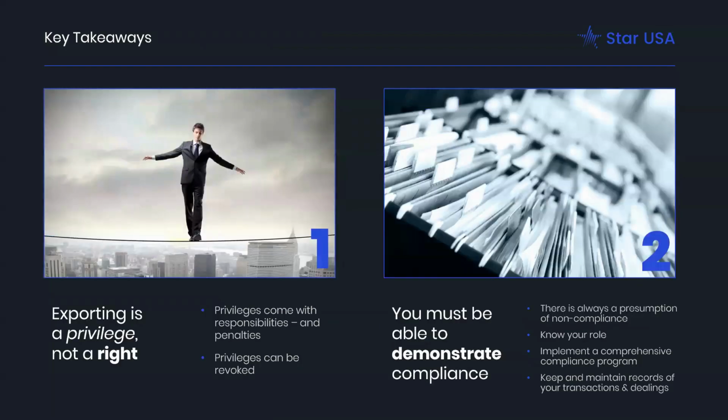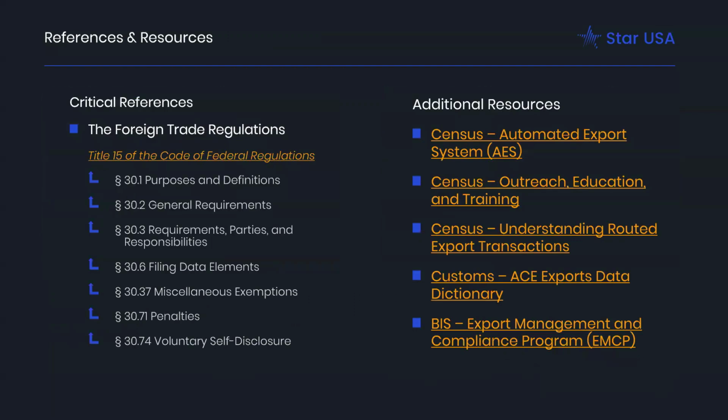Key takeaways: exporting is a privilege, not a right. You must be able to demonstrate compliance. Those are important standards to maintain within your business practices in order to mitigate and minimize your risk. References and resources. Title 15 of CFR is going to be the authoritative source for information on the foreign trade regulations, and I highly recommend understanding the rules within that universe. But there are also additional resources published by Census, by Customs, and by BIS.